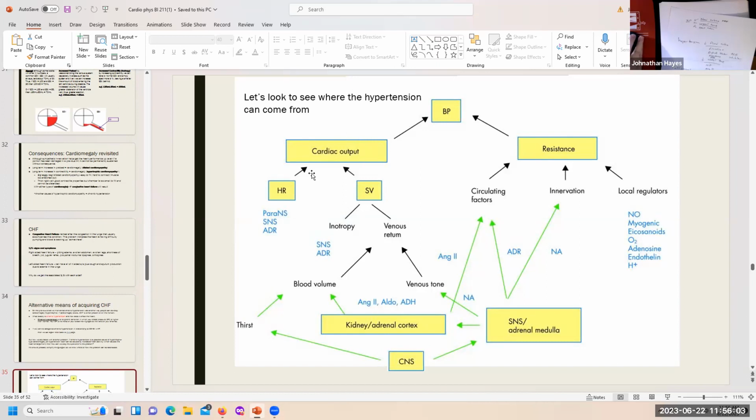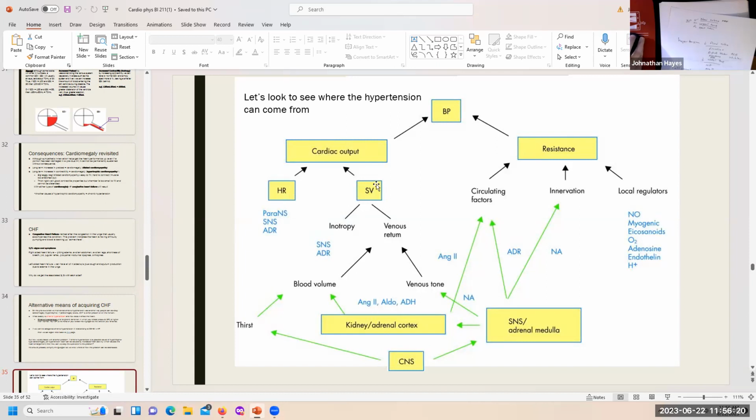But here, cardiac output equals stroke volume times heart rate. That makes sense, right? So how can I increase cardiac output? Well, we can make the heart beat faster, right? Or we can decrease cardiac output by making the heart beat slower. That's not too bad, right?